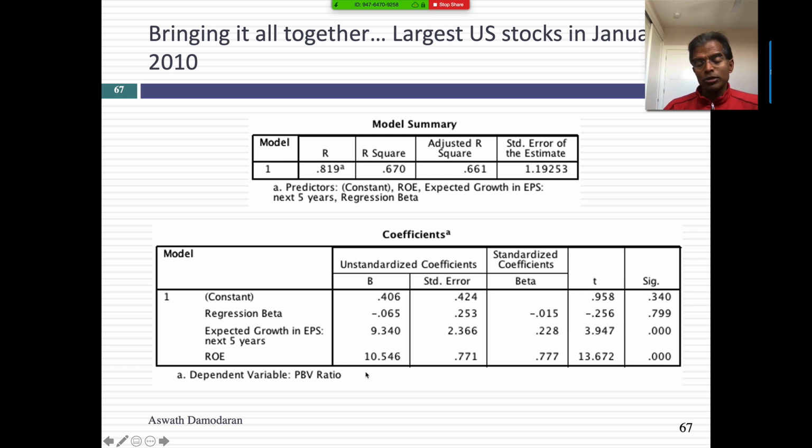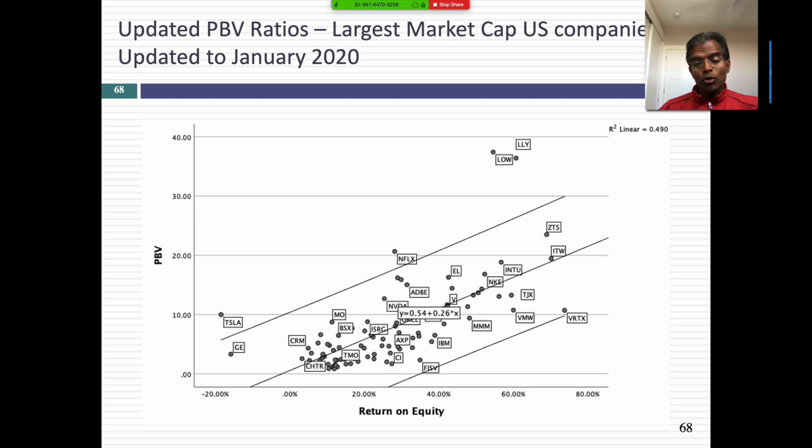You're saying, how would I use this? You give me one of the 100 companies. Say, is this company underpriced or overpriced relative to the other 99? I'd plug the company's beta, growth rate, and return on equity into this regression, get a predicted price to book, and compare to the actual price to book. It's a quick and dirty way of doing equity research.